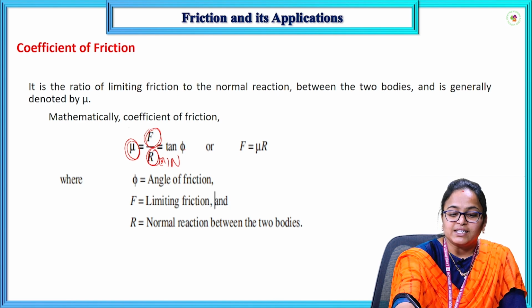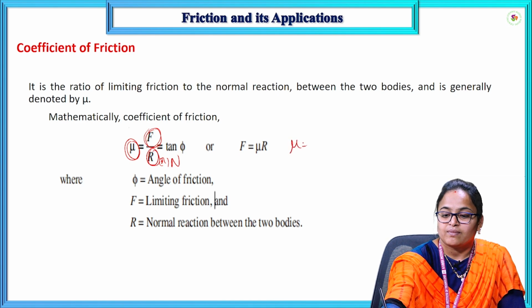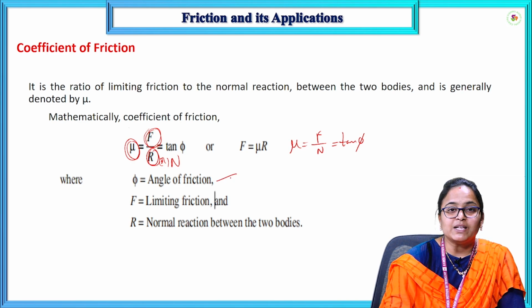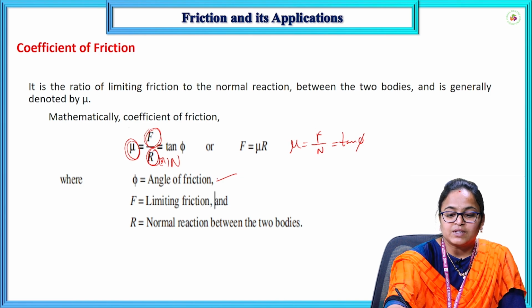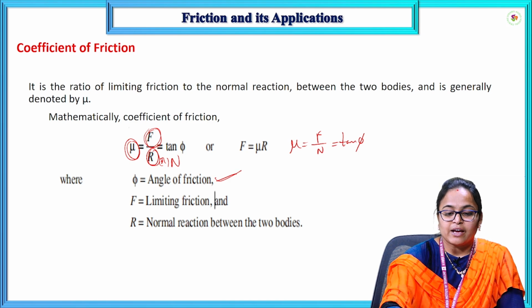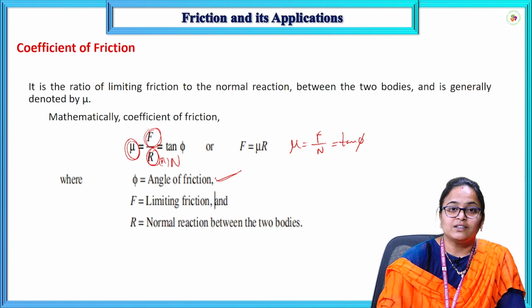We can write this as mu is equal to F by N, that is tan phi or tan theta, where phi represents the angle of friction. That means where the limiting friction exists, in that case the angle of friction also develops. This applies for inclined surfaces. So here R is nothing but normal reaction, F is nothing but the limiting friction where the body starts moving.